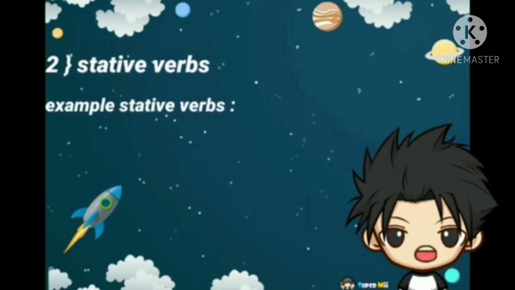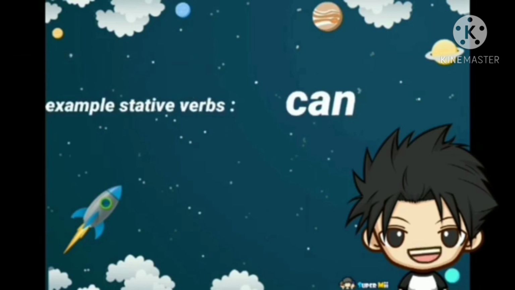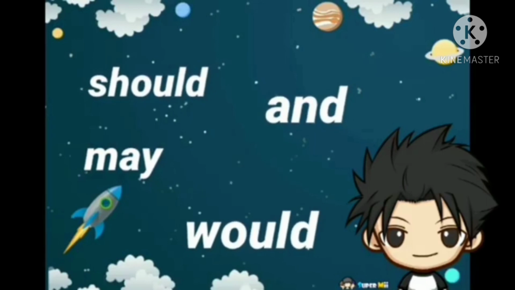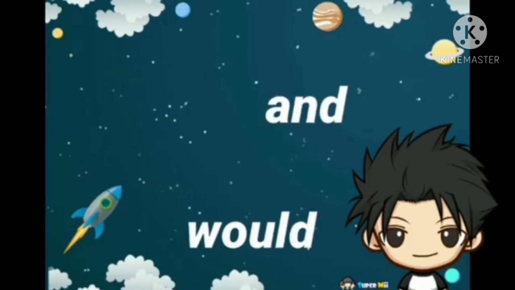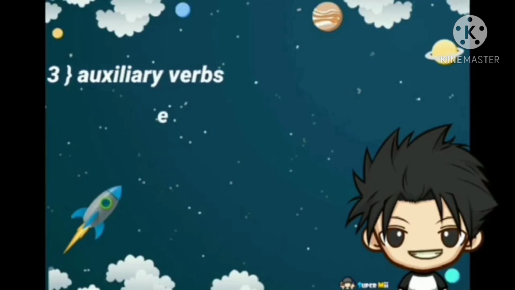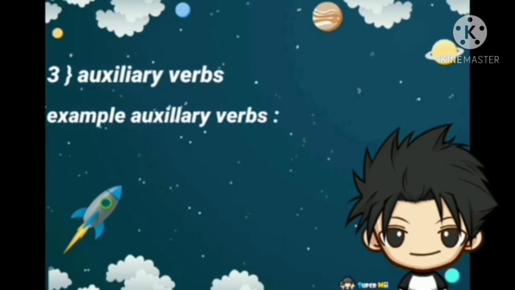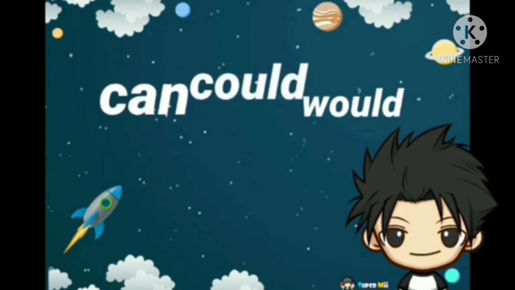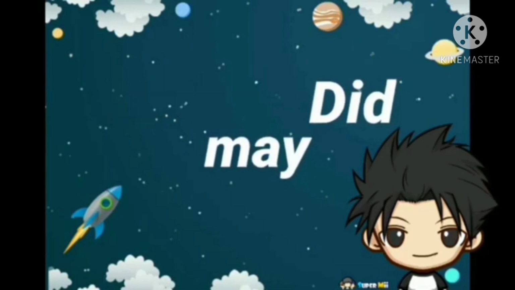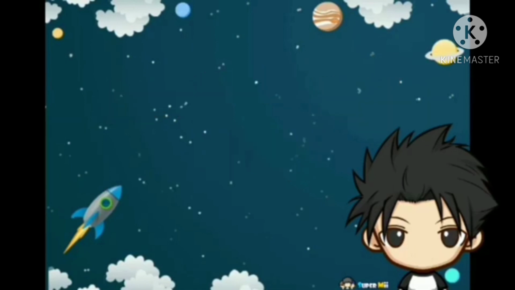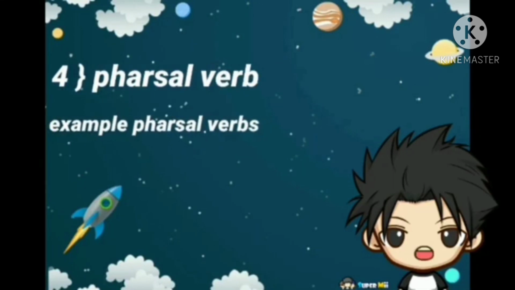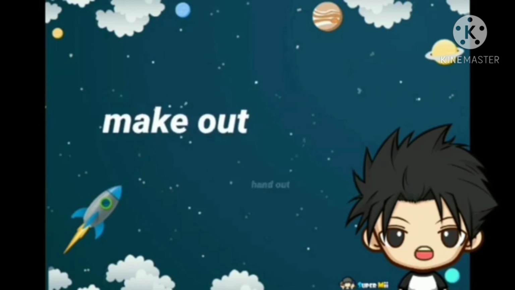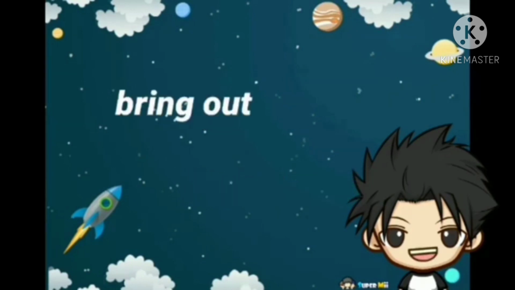Stative verbs. Examples of stative verbs: can, must, may, should, and would. Auxiliary verbs. Examples of auxiliary verbs: would, should, do, can, did, could, may. Phrasal verbs. Examples of phrasal verbs: run out, go all out, make out, hand out, bring out, face up, and think through.